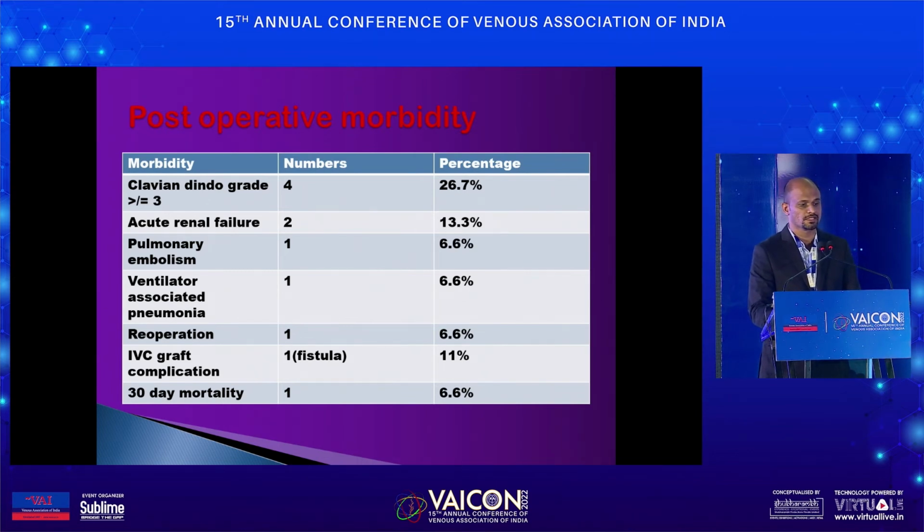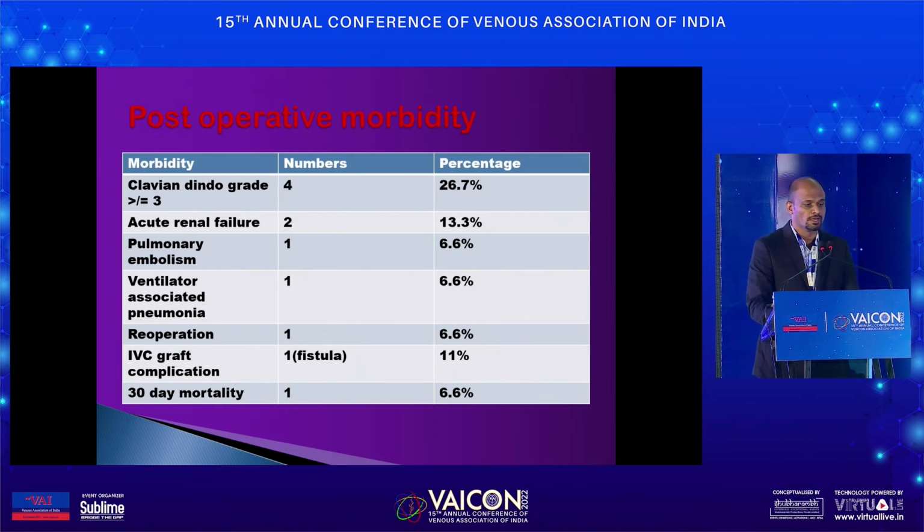We had 4 cases with Clavien-Dindo grade 3 or more complications. 2 patients developed acute renal failure, where actually we ligated the left renal vein. 1 patient required temporary renal replacement therapy. However, both the patients recovered well. 1 patient developed pulmonary embolism. This may be a common complication with IVC tumors.